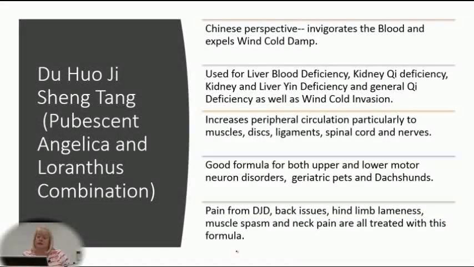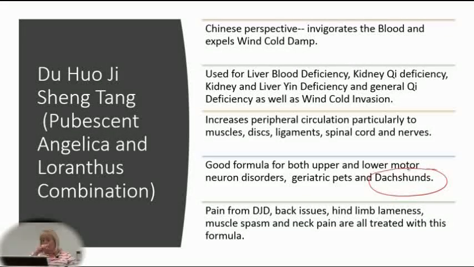But this is a great formula for these guys, our little dachshunds. It's good for both upper and lower motor neuron disorders, geriatrics, but it is the dachshund formula. So pain from DJD, back issues, hind limb lameness, muscle spasm, and neck pain are all treated with this formula.